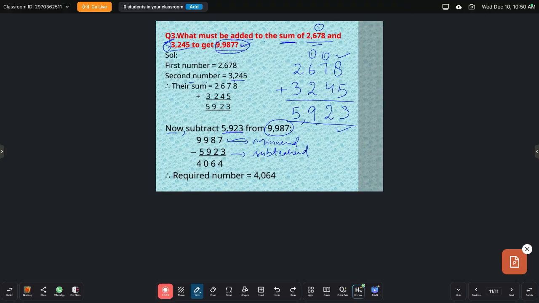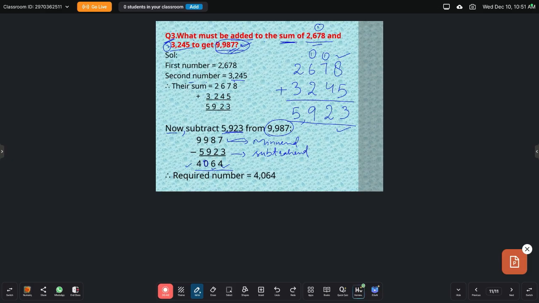So the third number is the minuend that is already given in the question, and the subtrahend is the number which we got after adding the first and second number. Okay, now we have to find the difference. So 7 minus 3 is 4, 8 minus 2 is 6, 9 minus 9 is 0, and 9 minus 5 is 4.